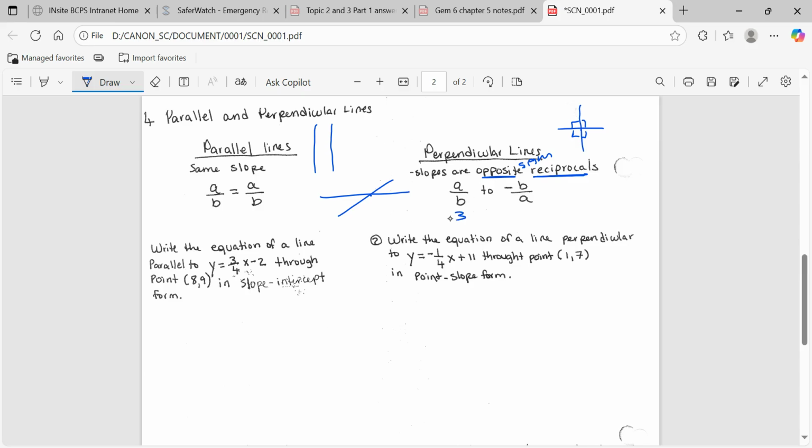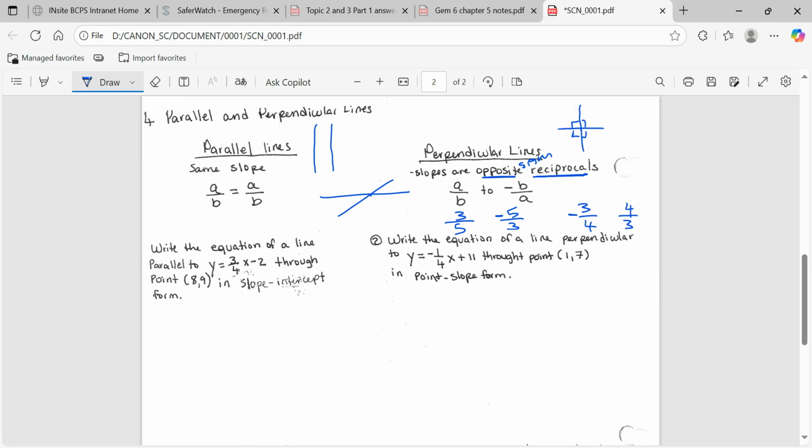If you had 3 over 5, then the opposite would be negative, and then the 5 would be on top, 5 over 3. 3 over 5 and negative 5 over 3 are opposite reciprocals. If I had negative 3/4, then the opposite of the negative would be positive, and that would be 4 over 3. So these are opposite signs and the reciprocal.